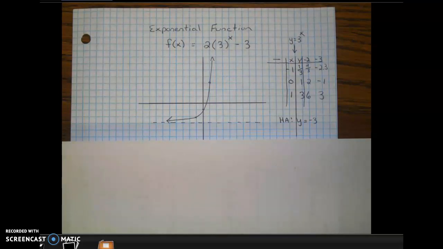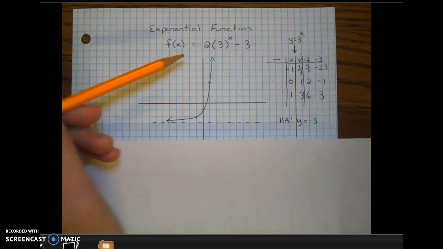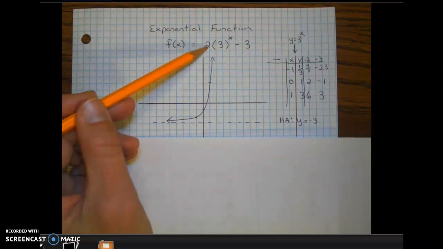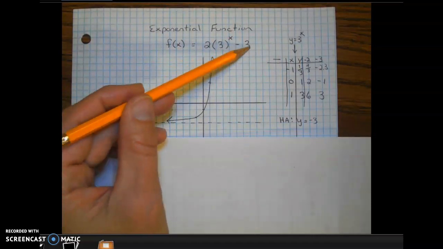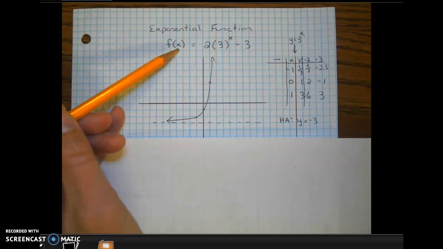Today we're going to look at the inverse of an exponential function. So in order to do that, let's start off with the exponential function f of x. Here we have f of x is equal to 2 times 3 to the x minus 3. This is the function we're looking at.